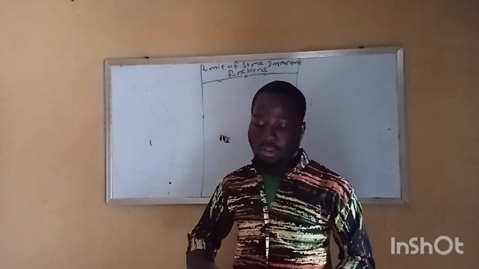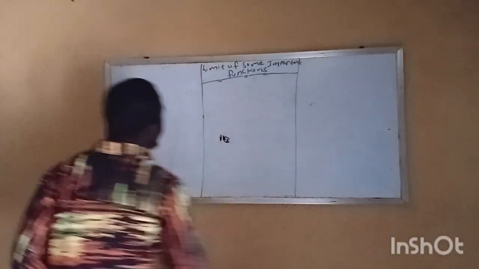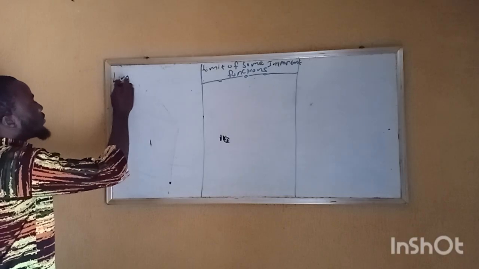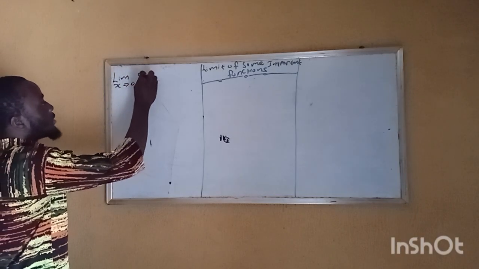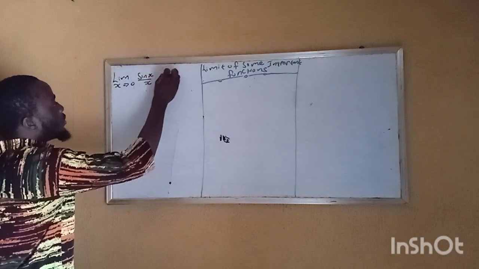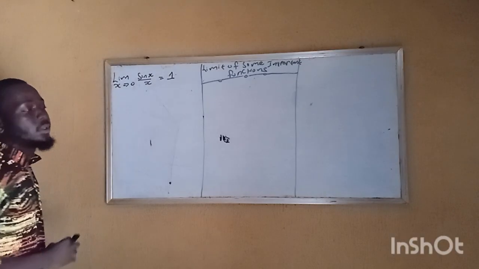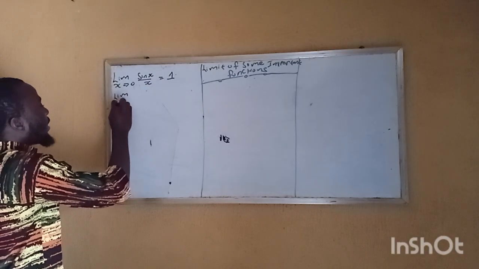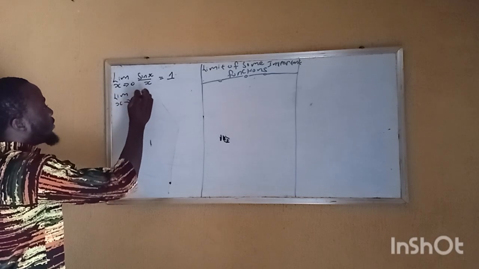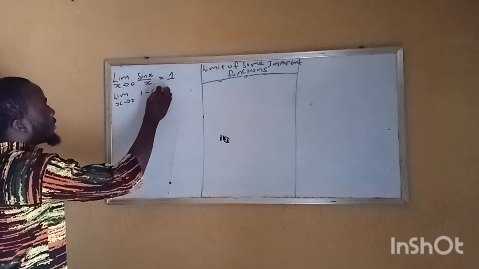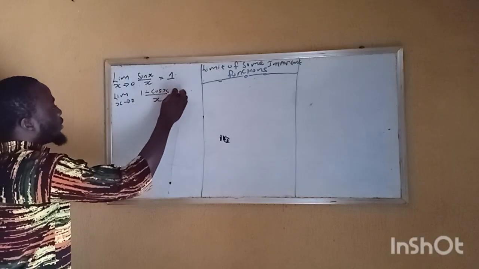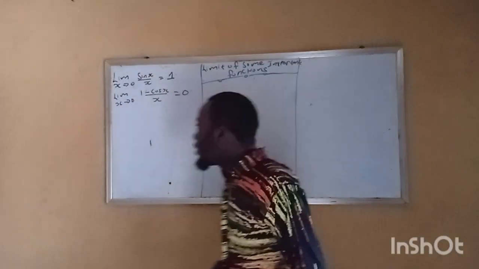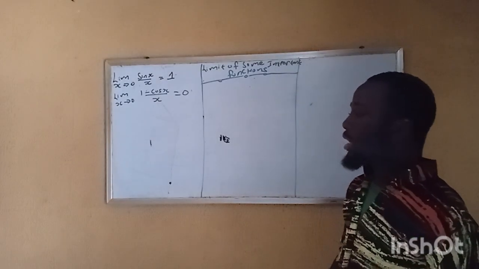So what are these things you have to know? The limit of x tends to 0 of sine x over x is always equal to 1. This is the first one. The second important one you have to know is the limit of x tends to 0 of 1 minus cos x over x, which is always equal to 0. These are the two main things you have to know.